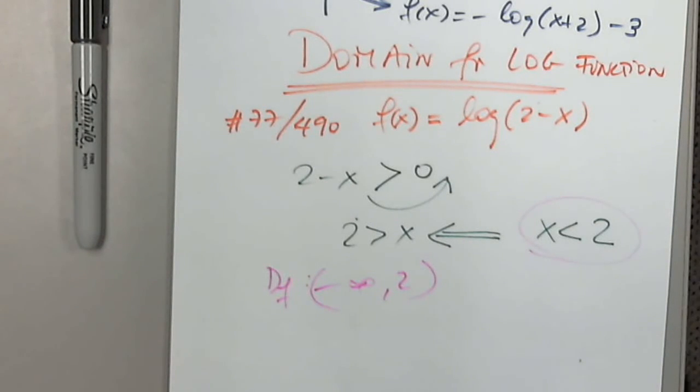So it only tells us what kind of shape it is. If the base is greater than 1, it will be increasing. If the base is less than 1, it will be decreasing. Oh, I get it. Yeah. So the base has nothing to do with the domain.